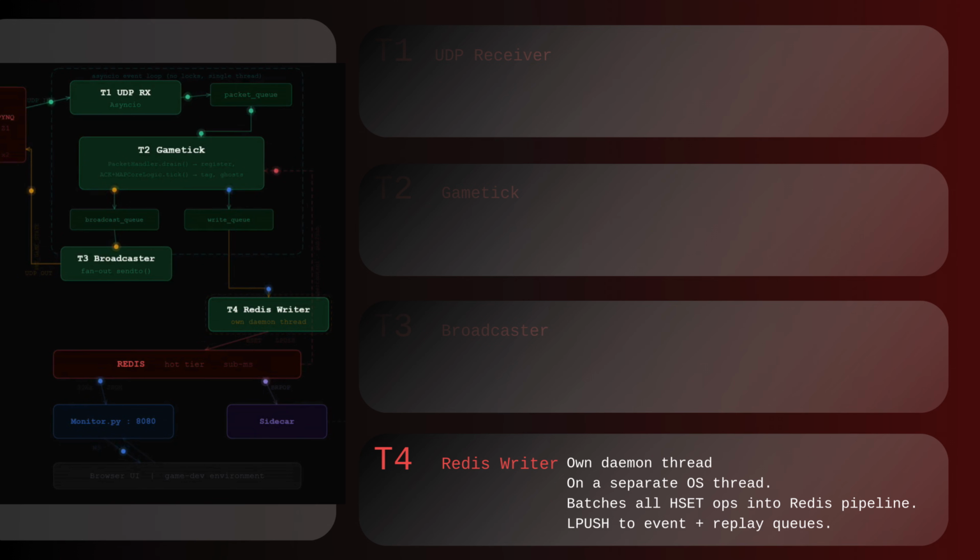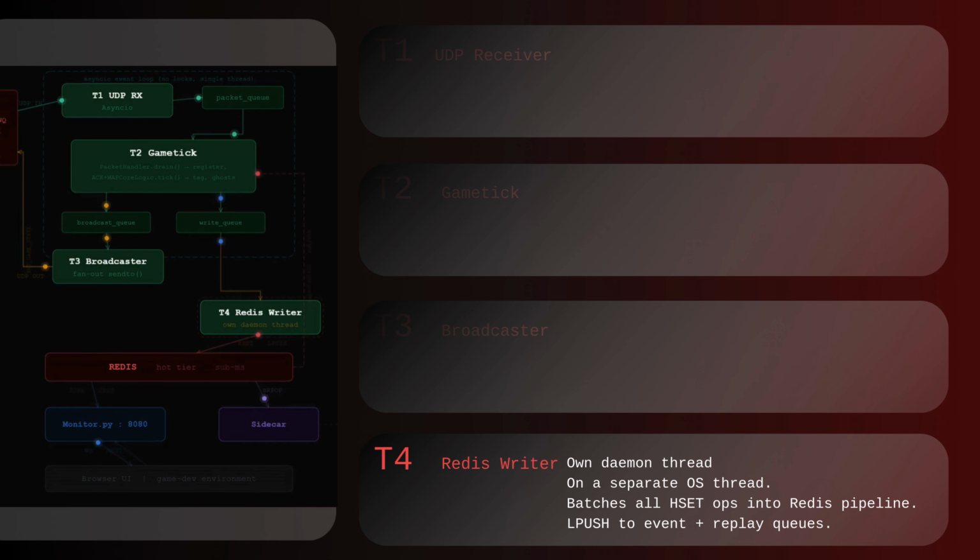T4, the Redis writer, is the persistent stage. It takes the game state that T2 produces each tick and writes it into Redis, which is our hot tick store. It pulls from the write queue, packages all the HSET operations together into a single Redis pipeline, and flushes that once per tick. So instead of n individual round trips to Redis, we get one batch call.